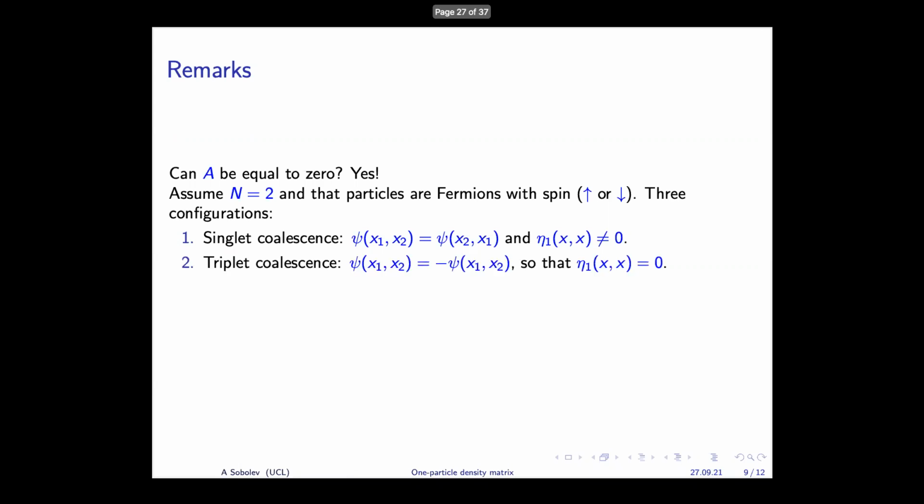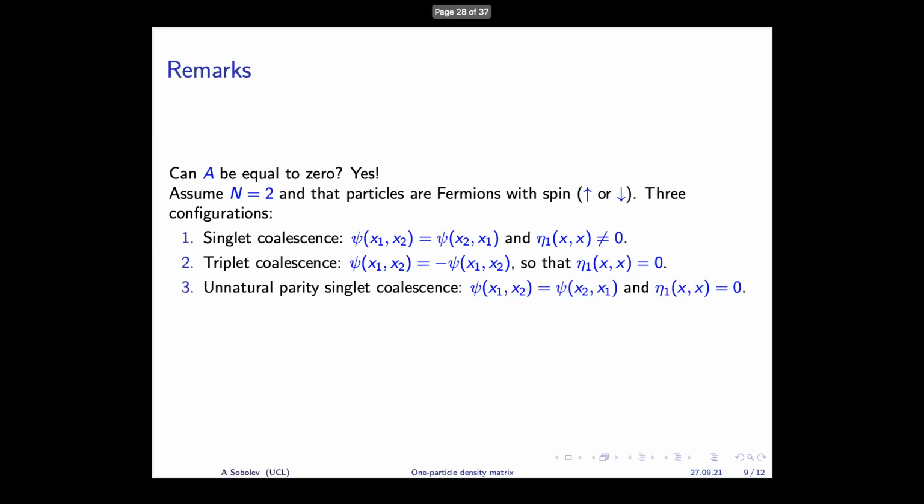Now, the second case is what is called triplet coalescence. In this case, the antisymmetry is indeed carried by the spatial part. So when you swap the variables, you get a minus sign here. And as a consequence, the function eta on the diagonal will also be 0. So the on-top wave function will be 0 again on the diagonal. And of course, the coefficient is 0. So this is the case when the coefficient disappears.